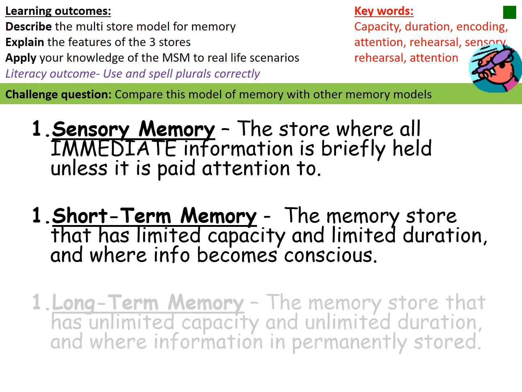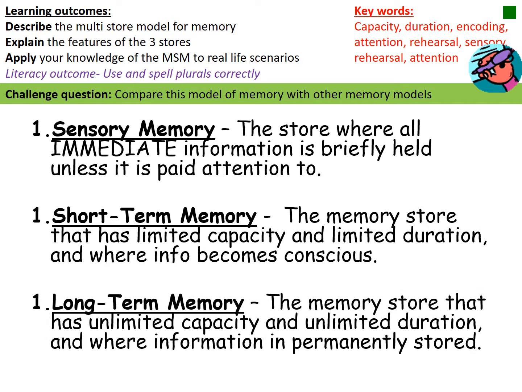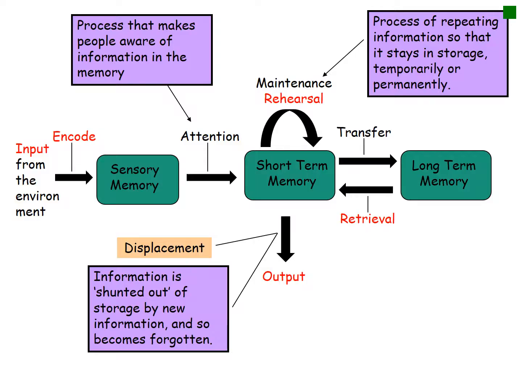But if I can get that information from short-term into long-term memory through what we call the rehearsal loop, then our long-term memory store, which is our third separate and distinct store, has unlimited capacity and unlimited duration. So this is where I can store, in theory, all of my memories until the rest of my life, so I can keep information there.